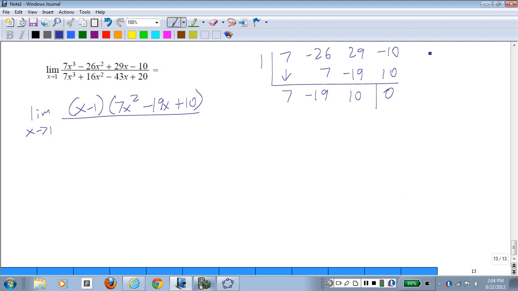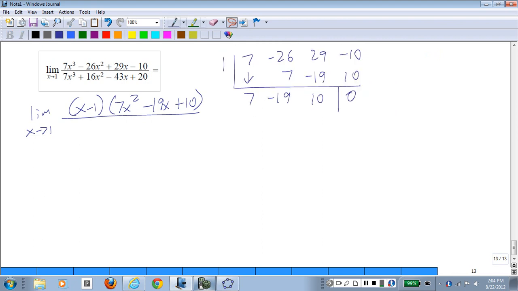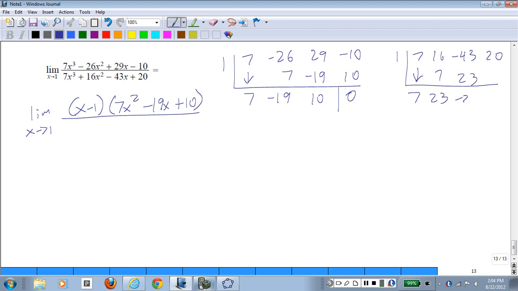Trying to put it maybe to the side of it so we don't get them mixed up. I probably should be color coding it, but I'm not. 7, 16, negative 43, 20. Bring down the 7, and then 20. There we go. So x minus 1 times 7x squared plus 23x minus 20.